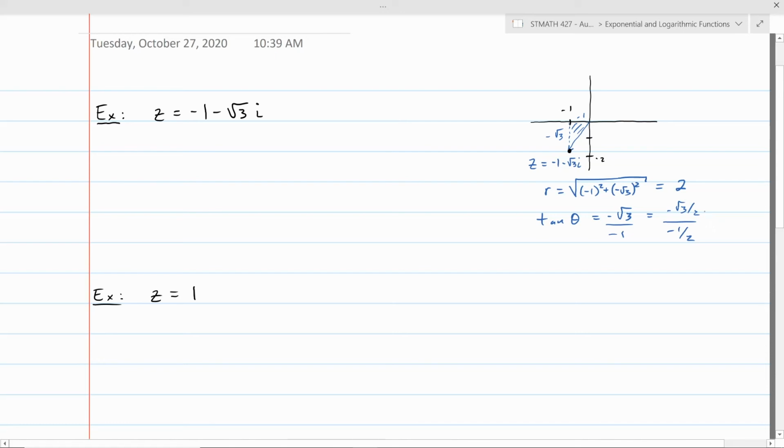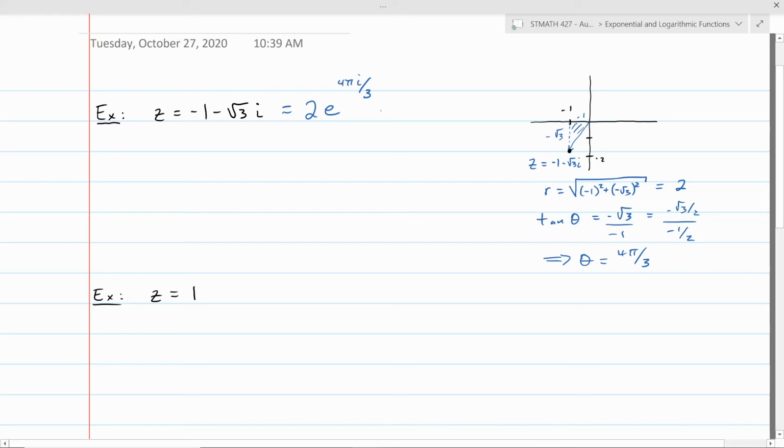And I know that that happens at the angle 4 pi over 3. So the complex number that I'm starting with, if I put it into its exponential form, it's 2e to the 4 pi i over 3. And it's nice to put the complex number into exponential form if you're going to compute the logarithm of it, because it makes it easy to see what the modulus is, and it makes it easy to see what the argument is.